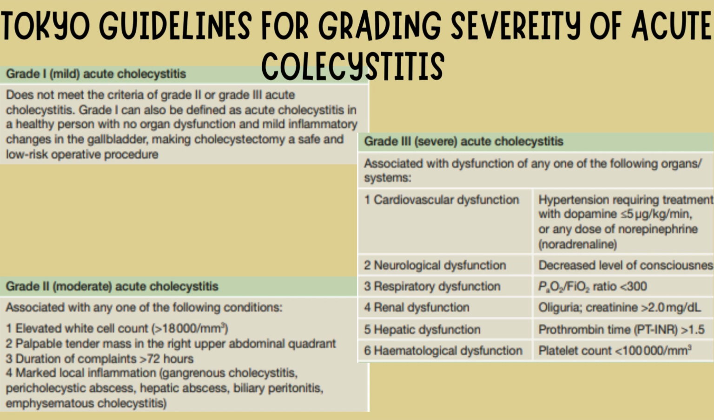So grade 3, or severe acute cholecystitis, is associated with dysfunction of any one organ: cardiovascular dysfunction in which hypotension requires treatment with dopamine, or neurological dysfunction with decreased level of consciousness, respiratory dysfunction, renal dysfunction, which includes oliguria and creatinine greater than 2, hepatic dysfunction in which the PT-INR is greater than 1.5, and hematological dysfunction in which the platelet count is less than 1 lakh.